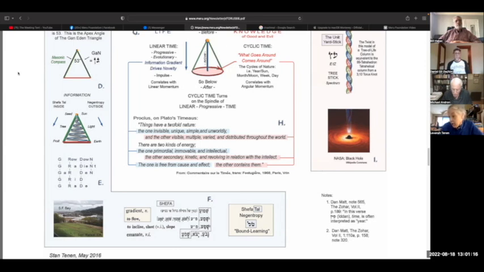The quote is, "Things have a twofold nature. The one invisible, unique, simple, and unworldly, and the other visible, multiplied, varied, and distributed throughout the world. There are two kinds of energy, the one primordial, immovable, and intellectual, the other secondary, kinetic, and revolving in relation to the intellect. The one is free from cause and effect. The other contains them."